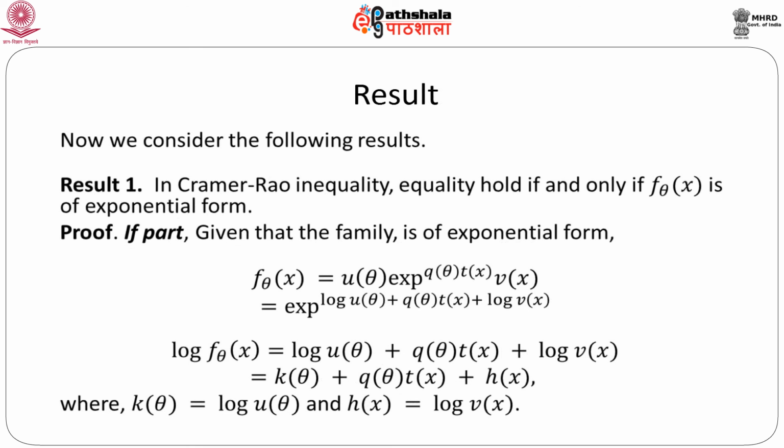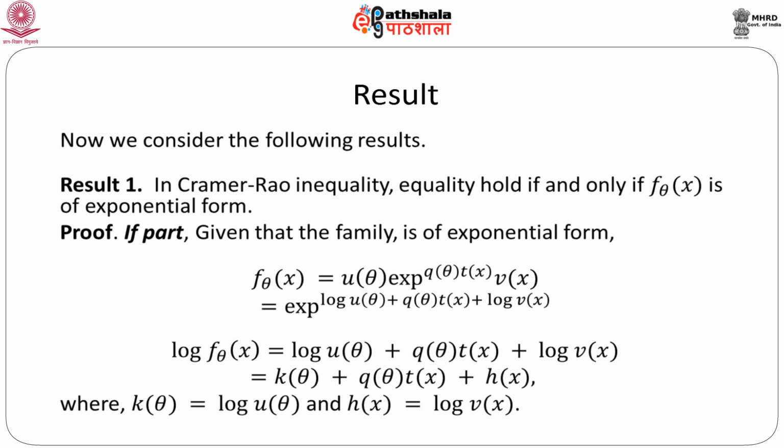Now we consider the following results. Result 1. In the Cramér-Rao inequality, equality holds if and only if f_θ(x) is of exponential form. Proof. We first consider the if part. Given the family is of exponential form, we can write f_θ(x) = u(θ) e^{q(θ)T(x)} v(x).